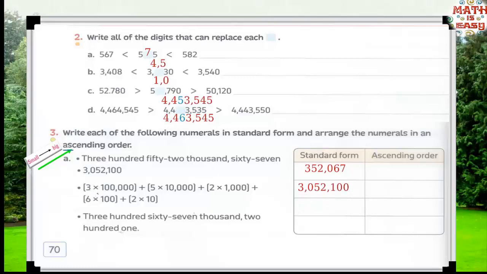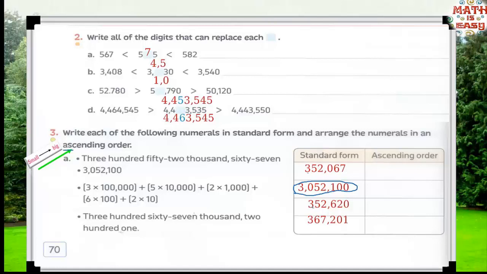Third number we have 3 times 100, which means 352,620. Last number 367,201. Now you can make the comparison quickly. If you see, this number has 3 periods, which means this number goes in the end. Biggest number.